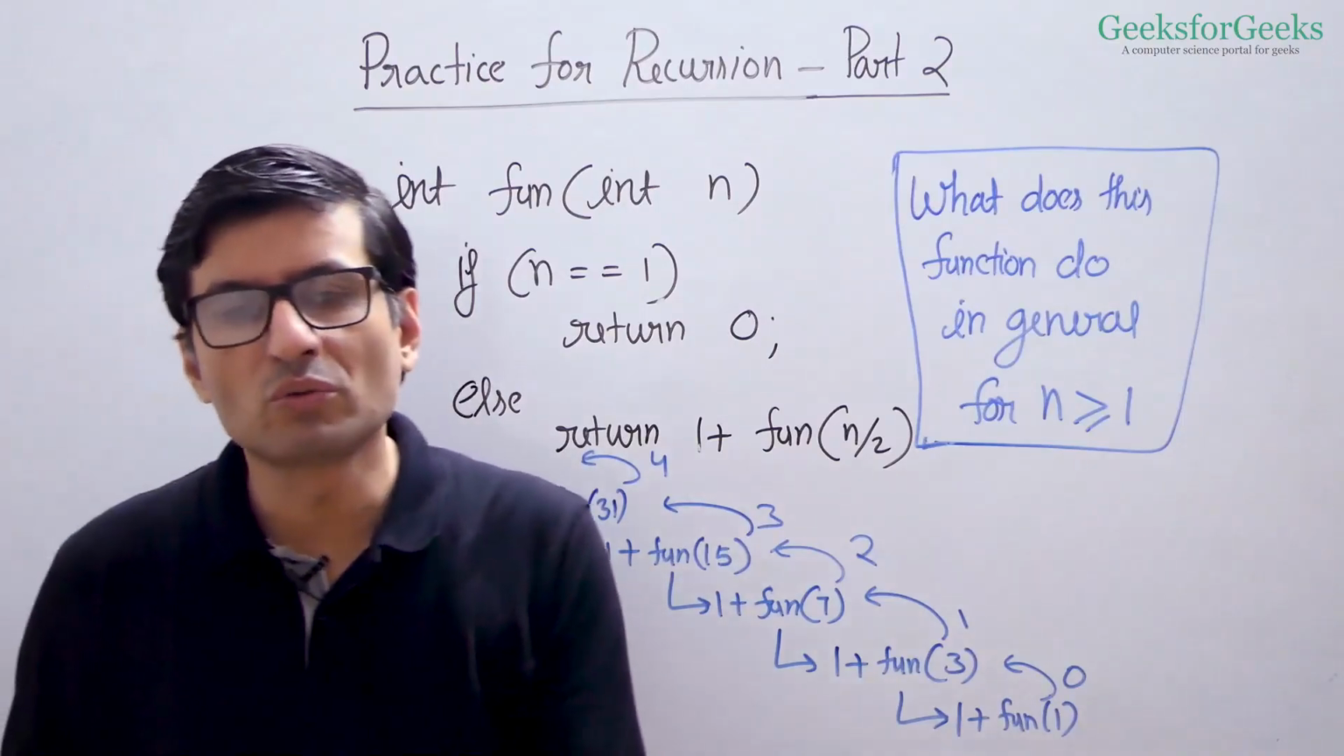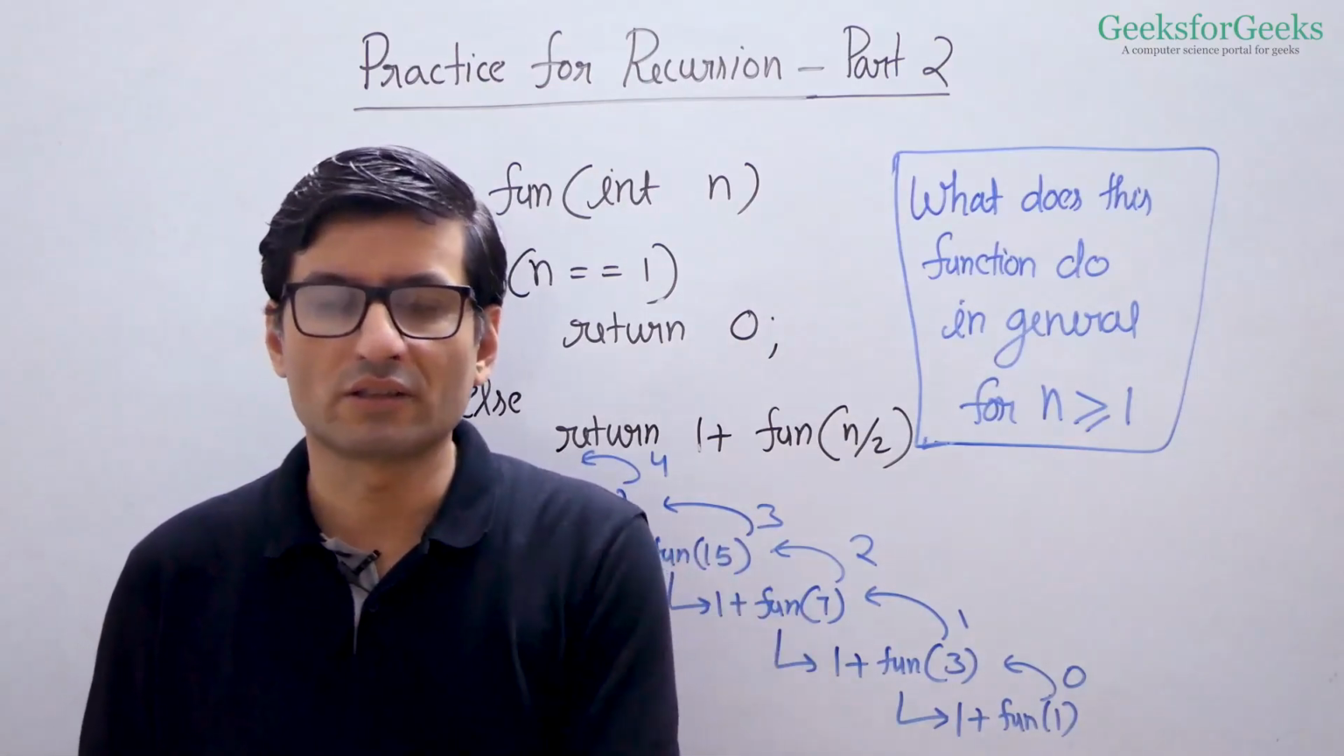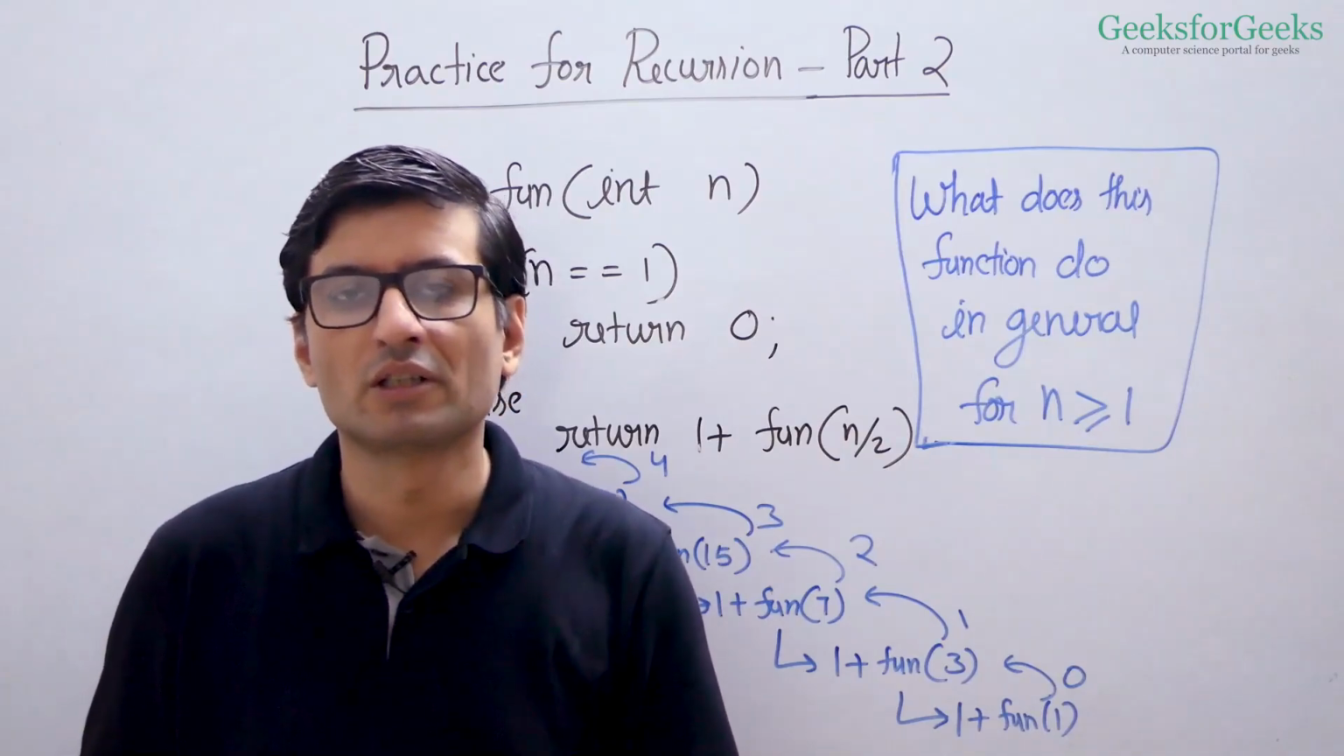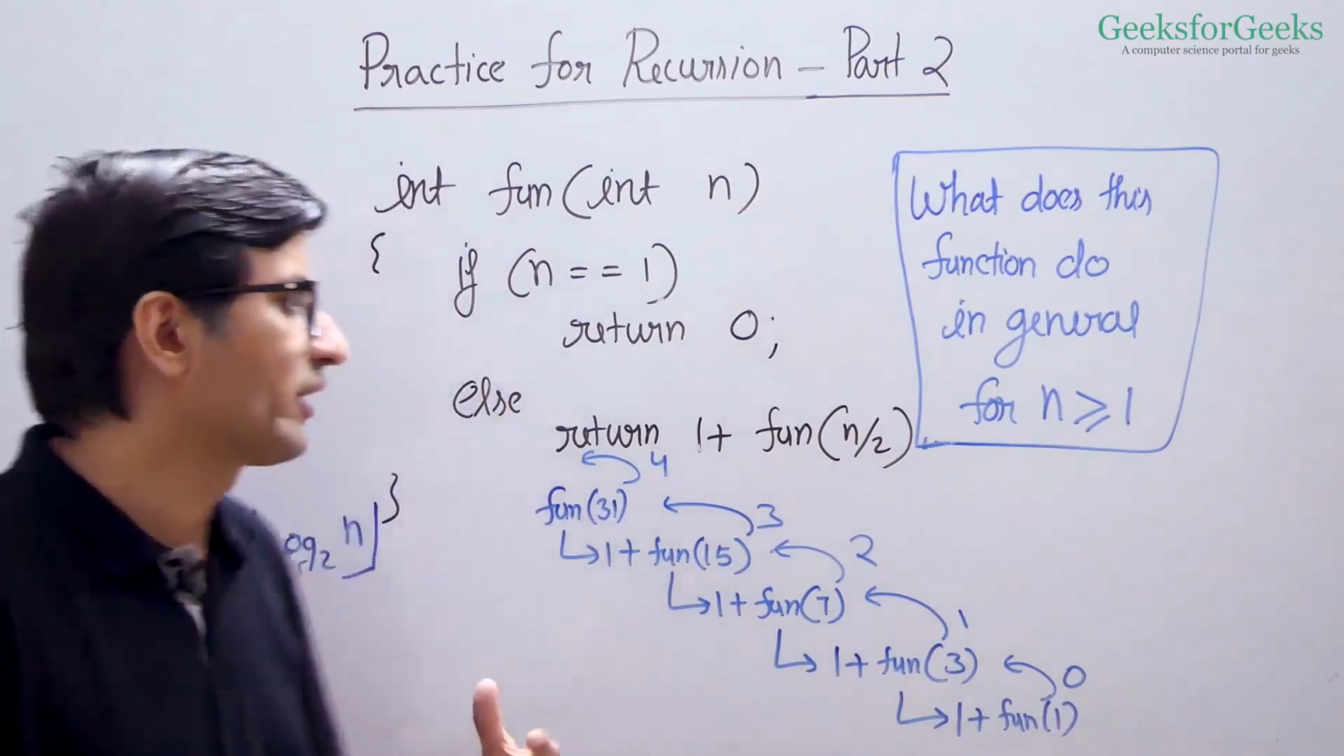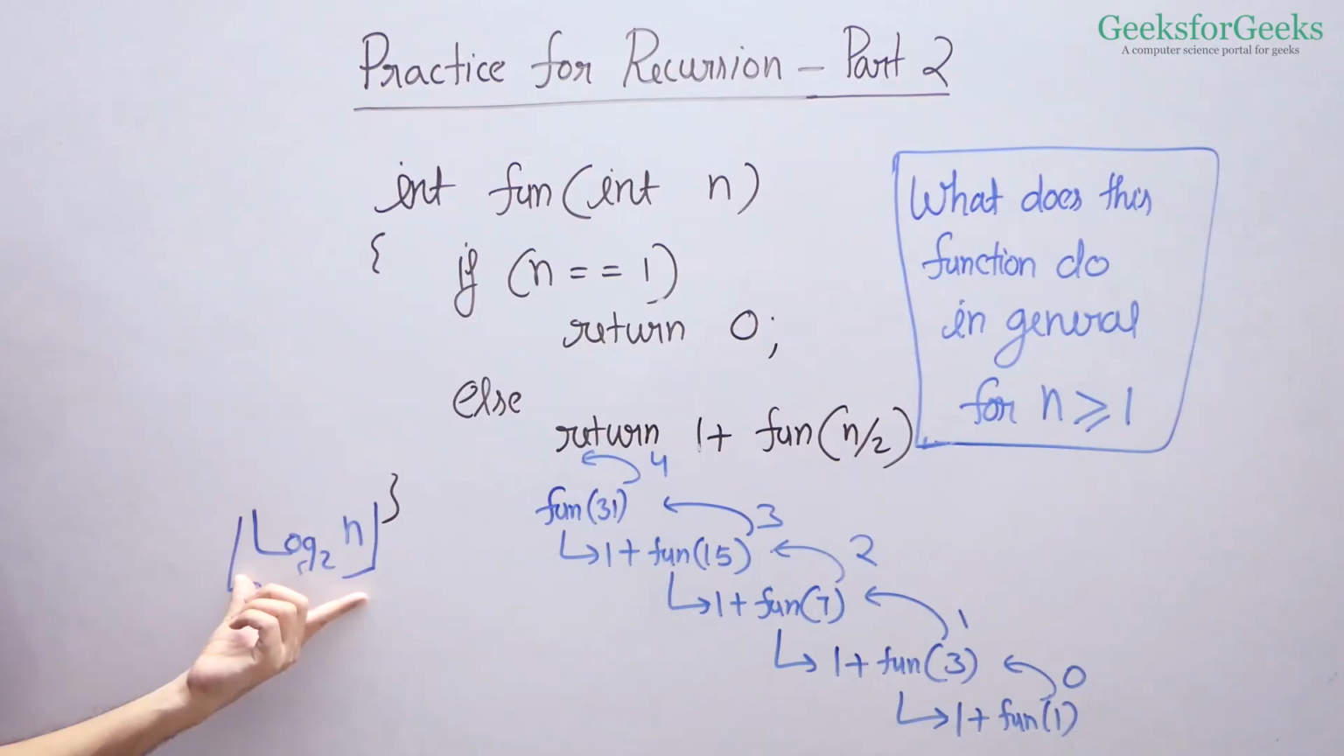For fun 32 you will get 5, right? Because you will get straight away division by 2 everywhere. So this is the functionality of this function. It returns floor of log of base 2 of n.